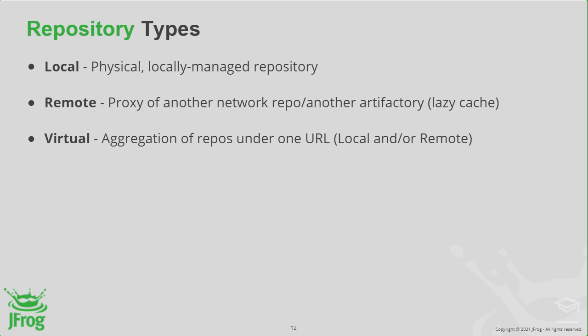Okay, Artifactory presents three different repository types. Very generally speaking, of course. There are more repository types, but very generally speaking, we will cover three repository types. First is a local repository. The second is a remote repository. And the third is a virtual repository. Now let's cover every one of them in detail.